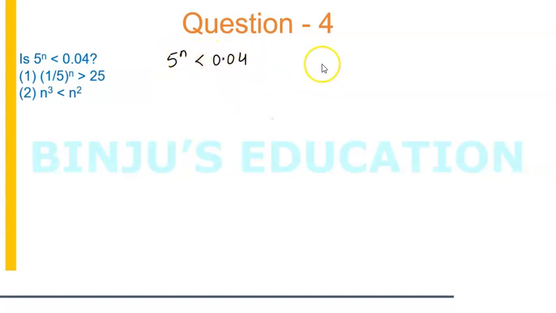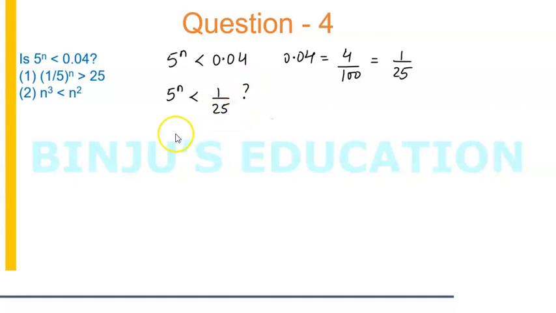This is the question. So 0.04 is nothing but 4 by 100, which is like 1 by 25. So 5 to the power n is less than 1 by 25. So 5 to the power n is less than 1 upon 5 square. So 5 to the power n is less than 5 to the power minus 2.